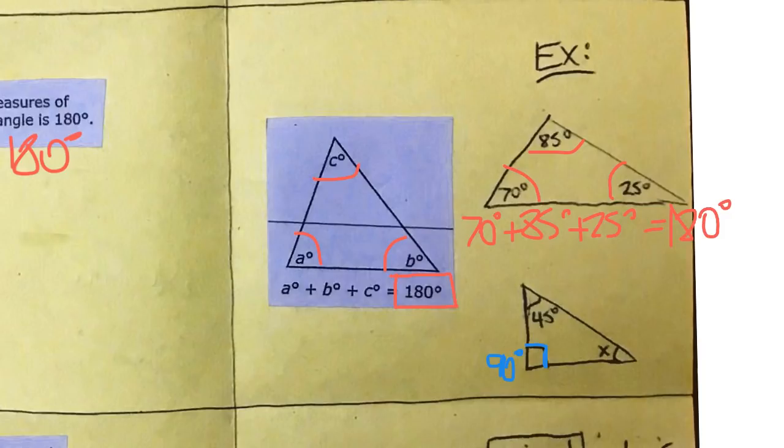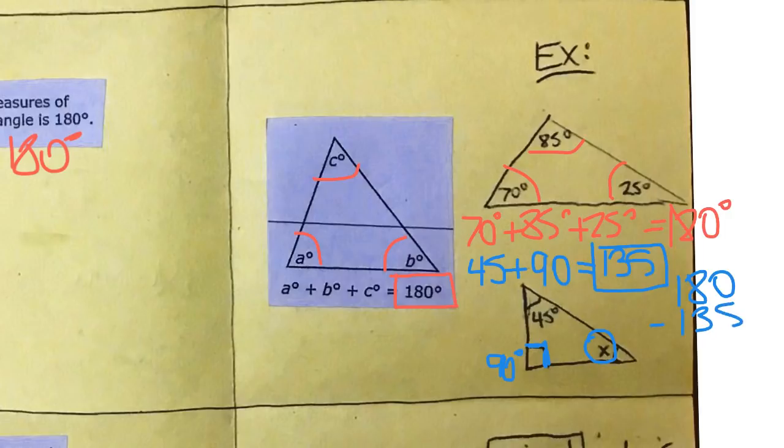Now we're going to add the two that we have. So we have 45, and we know that the little box one down here is 90. So 45 plus 90 equals 135. And I still have to figure out what this last one is. Well, if I know all of the angles have to add up to be 180, I can do 180 minus what I already have for my other two angles, which is 135. And that's going to give me my third corner.